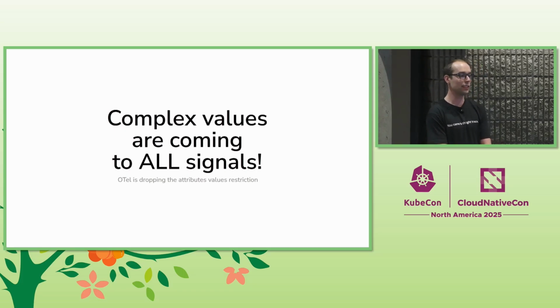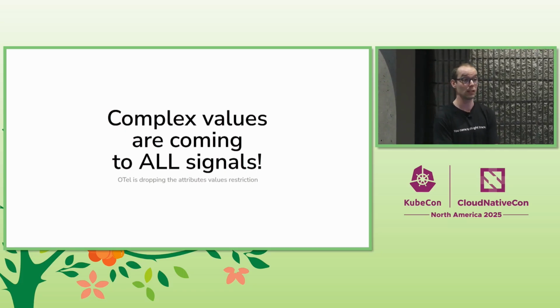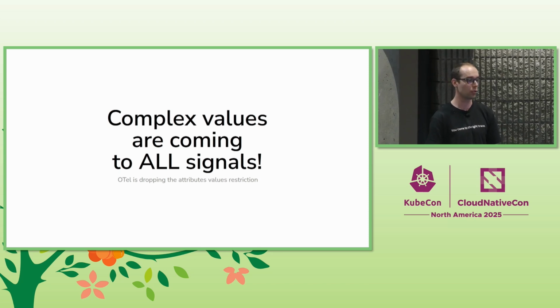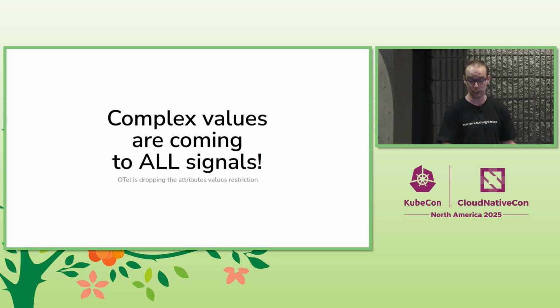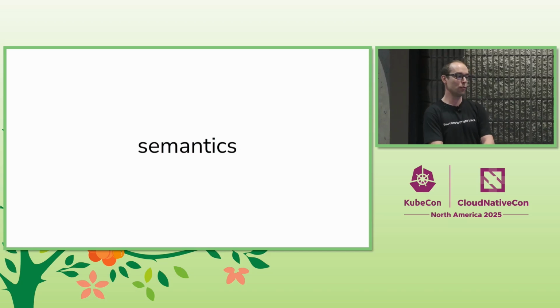And the caveat is that complex values are coming to all signals. In the most recent versions of OTLP, which is the OpenTelemetry protocol, we explicitly said that complex attributes, which came from logs, are also coming to the other signals such as spans and metrics. But just because we are adding this feature doesn't mean that you need to use it. So use it with care. We just allow using it because in complex scenarios you need complex data, but it doesn't mean that if you have a metric, you need to use a complex value, because it can be very troublesome for storing.